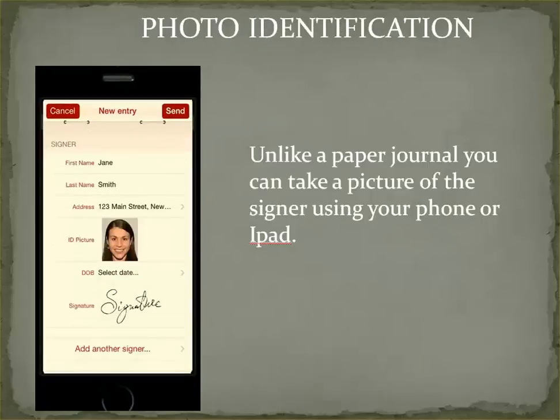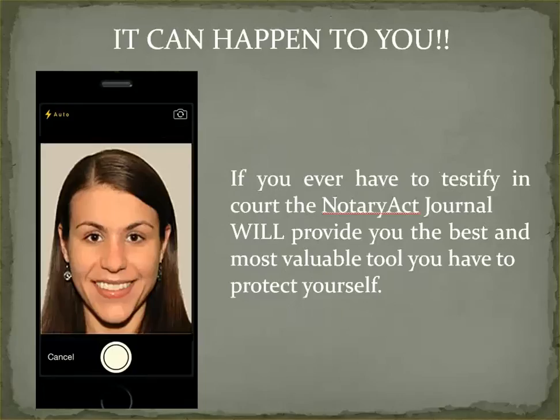The next thing that you can choose to do, with permission, of course, of the signer, is to take a picture of the signer. That's indisputable evidence that you might need at a later time, that the person who signed was the person that they say they were. And again, it's just a click of the mouse, and it enters it right into the journal.